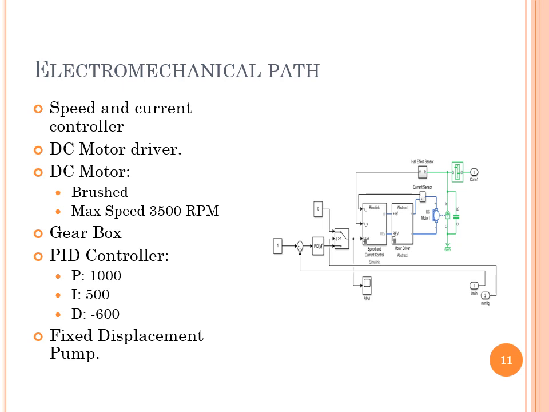Next, we have the main mechanical components, the DC motor. It provides the given torque that moves the fluid. It's a brushed DC motor with a maximum speed of 3,500 revolutions per minute. After the motor, we have a gearbox. It's the interface between motor and pump head to help provide a higher torque. Finally, we have a fixed displacement pump to serve as the peristaltic pump head. It is the interface between the mechanical part and the fluid hydraulic part of the system. It squeezes the tube, moving the fluid at a given flow proportional to the rotational speed.